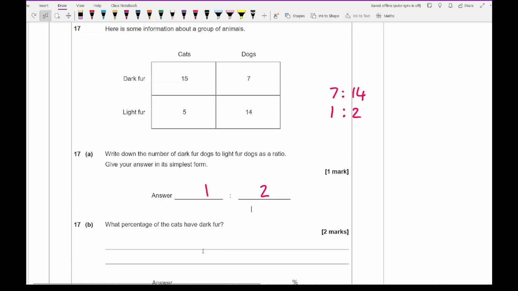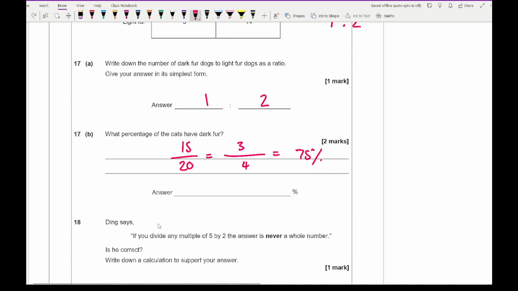It then says what percentage of cats have dark fur. Well, the total number of cats is going to be 20, and how many of those have dark fur, which is going to be 15. So then to write as a percentage, that's going to be 3/4, and we know that 3/4 is 75%. So the final answer here is 75. Alternatively, you could have gone from 15 to 20. We want to convert that as a fraction over 100, so we times that by 5. So if I times 15 by 5, I get 75 as well.